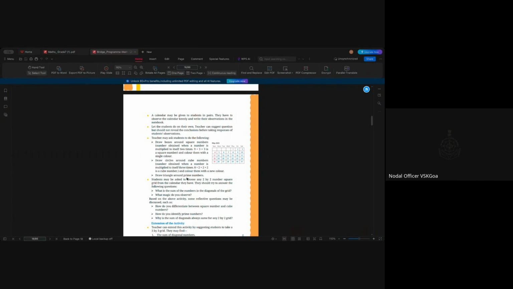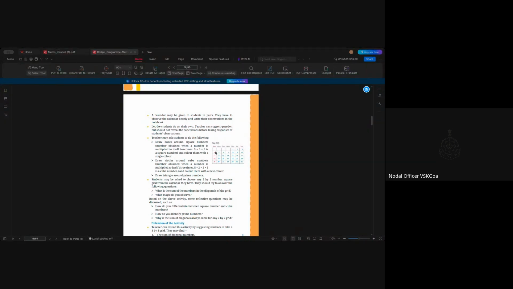Now, these are some questions mentioned over here. You can have many more questions. So your prior preparation says you have to jot down such kind of questions, and you can pose these questions to the students, and you have to see that the activity is being conducted smoothly in the class. The next thing can be, students may be asked to choose any 2 by 2 number square grid.